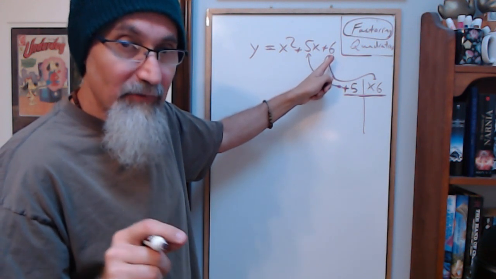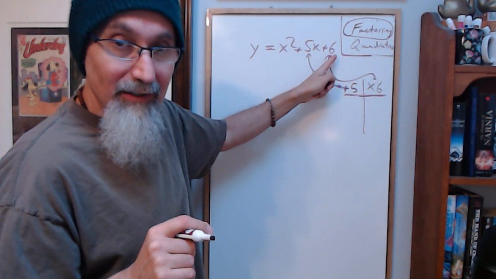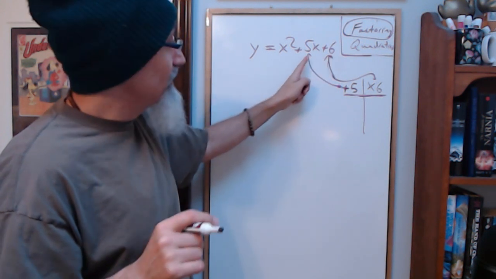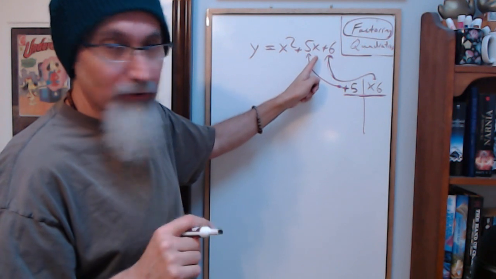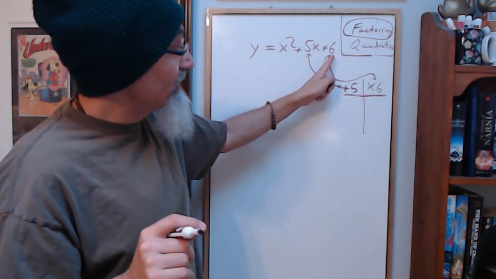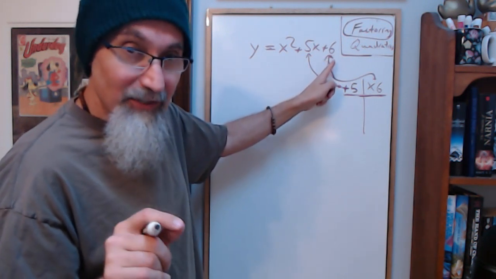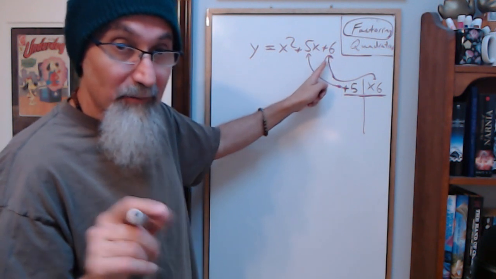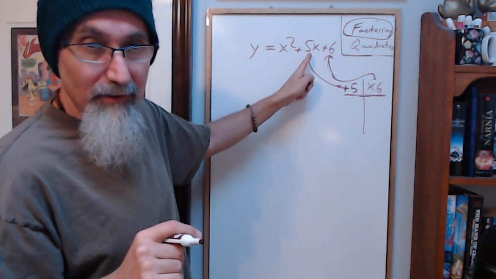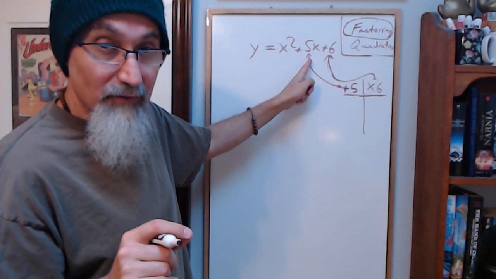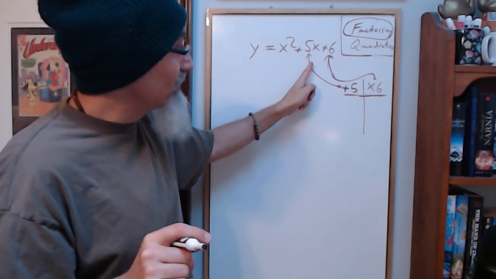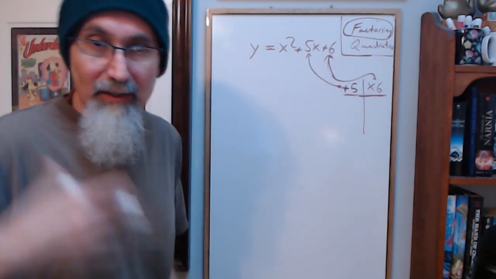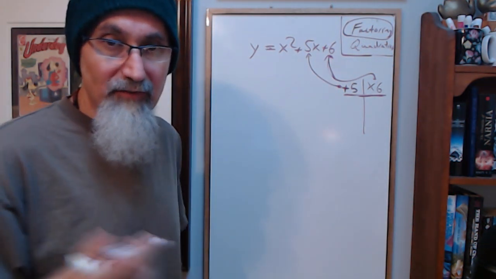There's a finite number of integers that can multiply to give you this number, but there's an infinite number of integers that can add to give you the middle number. So don't start off with the middle number, start off with this number. List all the numbers that multiply to give you 6.